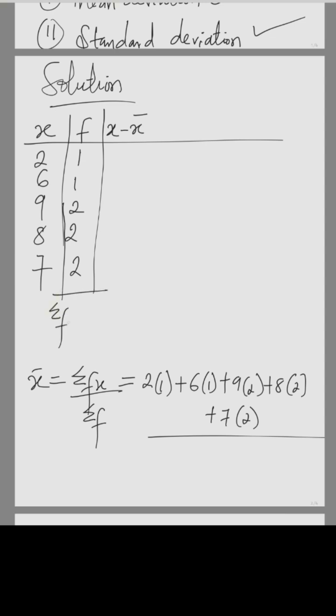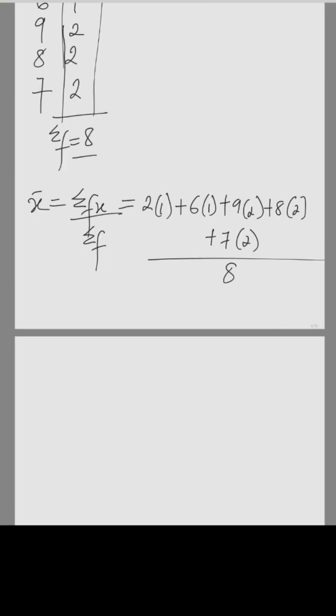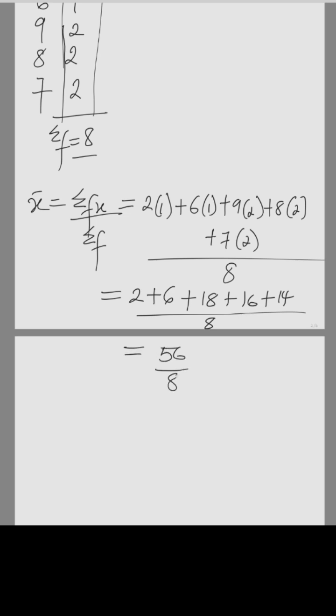When we sum the frequency here, we're going to have 1 plus 1 plus 2 plus 2 plus 2, which gives us 8. So summation f is 8, so this is going to be over 8. Moving on, we'll simplify what we have at the numerator. We're going to have 2 times 1, 2, plus 6 times 1, which is 6, plus 9 times 2, 18, plus 8 times 2, 16, plus 7 times 2, which is 14, over the denominator, which is 8. Simplifying, when we sum up all the values, we're going to have 56 over 8, and this is equal to 7. So that means that our mean, that is x bar, is 7.